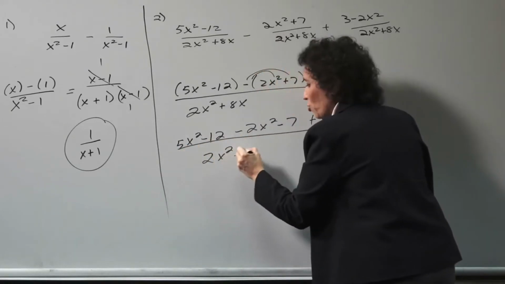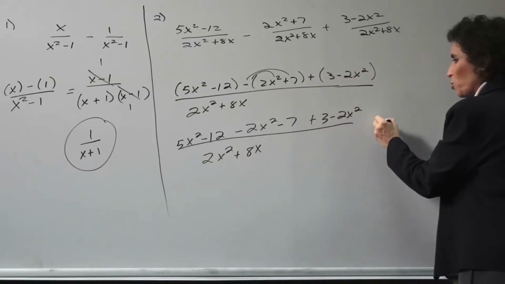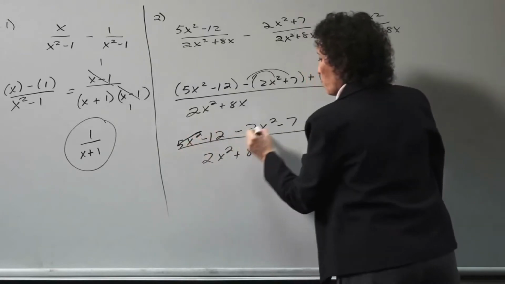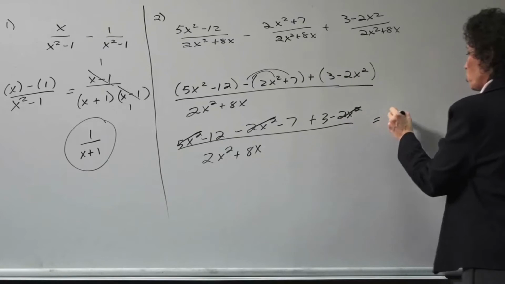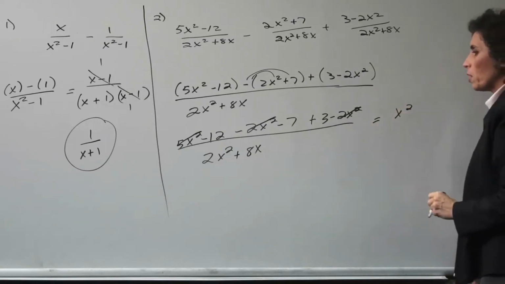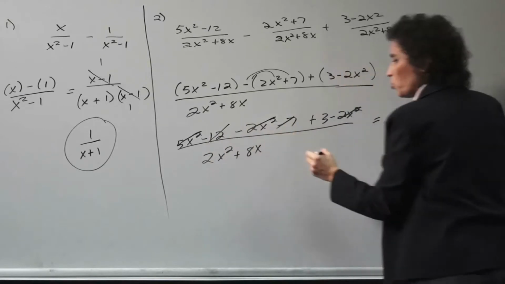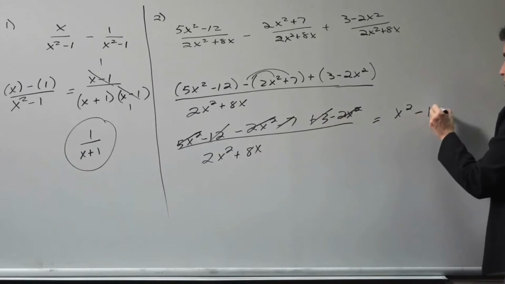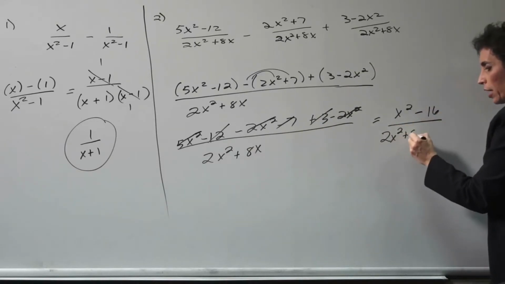I love these because, you know why I love these? Because once you're done, you feel like you've done something. You're really cool because you get it right. Okay, so we have 5x squared minus 2x squared is 3x squared. Minus 2x squared is just plain x squared. Okay? And then we have minus 12 minus 7 is minus 19. Minus 19 plus 3 is minus 16. All over 2x squared plus 8x.